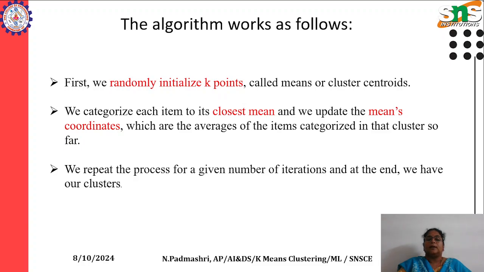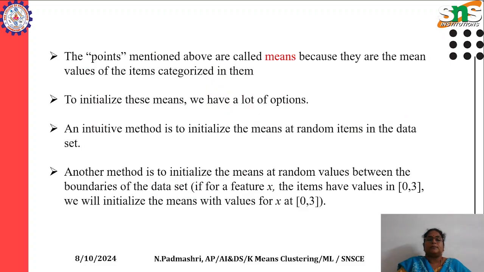The algorithm works as follows: randomly initialize the k points, then categorize each item into the closest mean. Then we update the mean coordinate, which is the average of the items categorized in that cluster. We repeat the process for a number of iterations, and at the end we make the clusters. The points mentioned above are called means, but they are the mean values of items. We are going to categorize the items, so we calculate the mean value of those items.